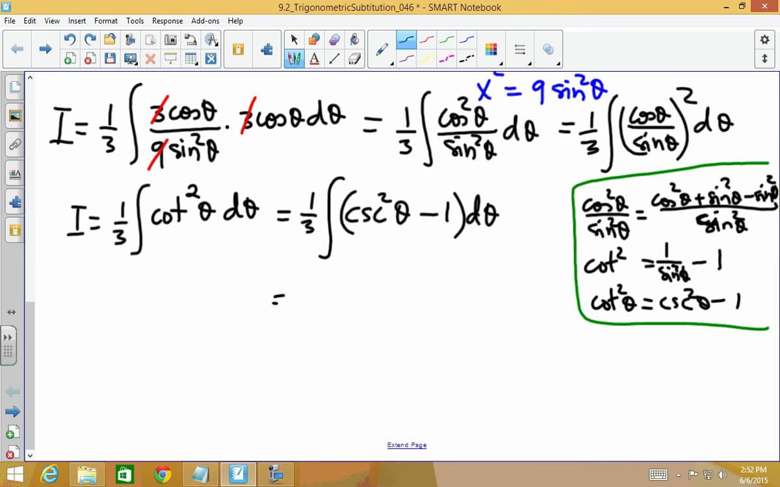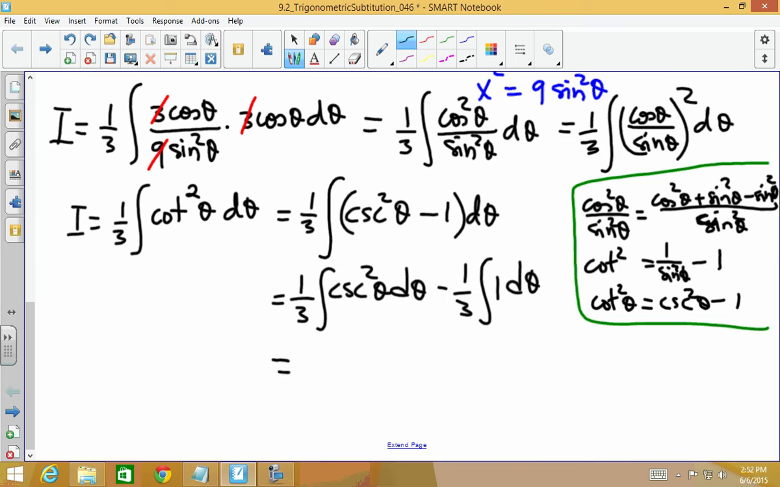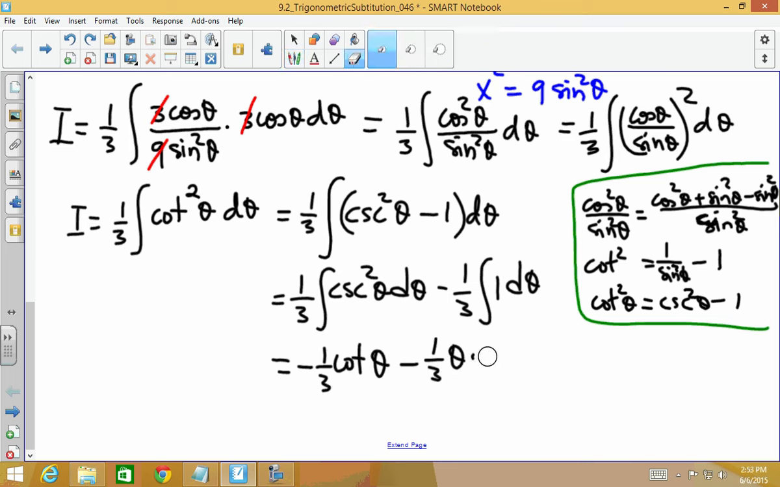So in doing this, we have 1 over 3 integral of cosecant squared theta d theta minus 1 over 3 integral of 1 d theta. The derivative of cotangent is negative cosecant squared, so the integral of cosecant squared is negative cotangent. So in this case, we get negative 1 over 3 cotangent theta minus 1 over 3 theta, plus the constant, since it's an indefinite integral.